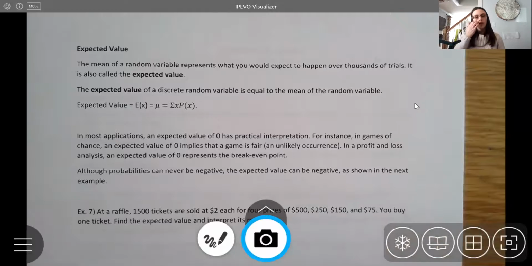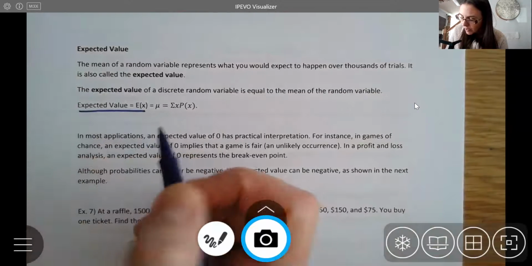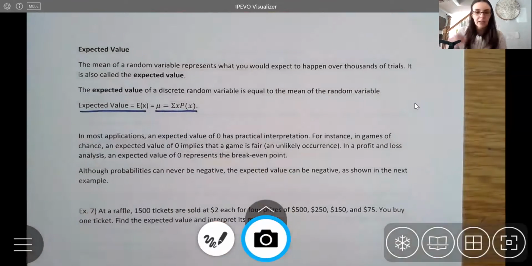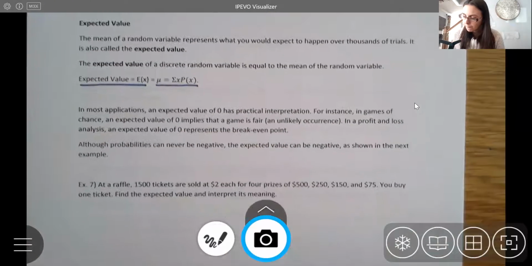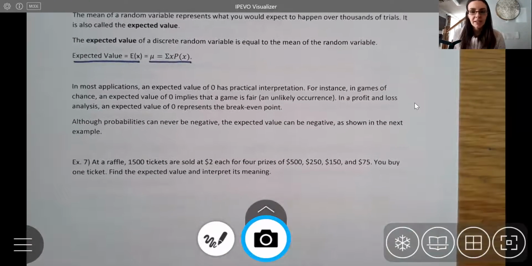All right, so we have one more topic here in this section, and that is expected value. Now, the expected value is actually the same thing as the mean. The mean of a random variable represents what you would expect to happen over thousands of trials. It's also called the expected value. So if you hear expected value, it is the same exact thing as the mean. So here's the formula. Sometimes we'll use E of X for expected value, but it's the same calculation we've already done for the mean. Just a couple things here to keep in mind.